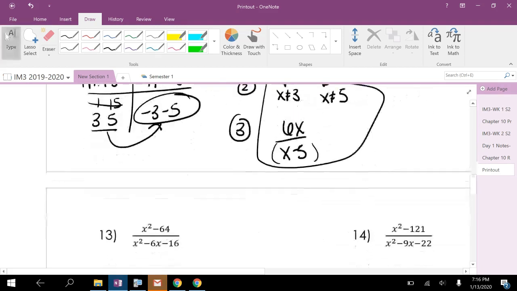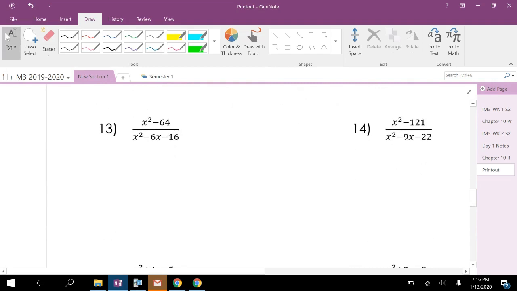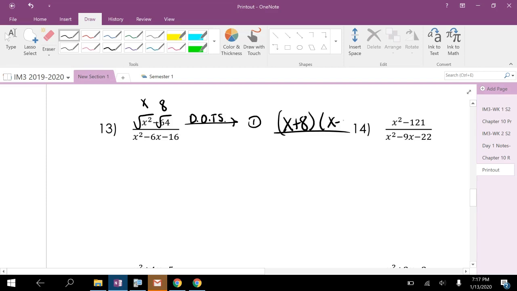All right, so let's go ahead and flip the page and take a look at number 13. So this one, you guys are really good at difference of 2 squares. We call that DOTS, difference of 2 squares. And that's when you square root both of them. So remember, the first step is to factor. Well, the square root of x squared is x, and the square root of 64 is 8. So you would just write x plus 8, x minus 8. That's difference of two squares.